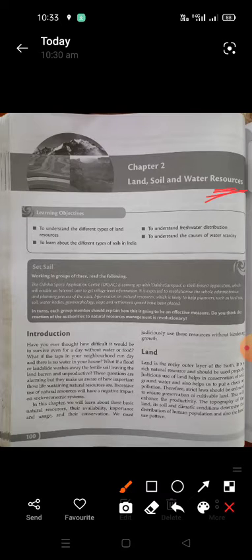Basically, you can see land, soil and water are very, very important resources for us. These are important for us, and if they become less in quantity, we also get a problem. So you can see the introduction here.